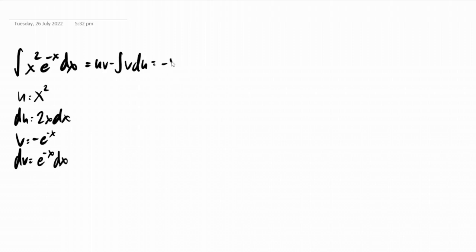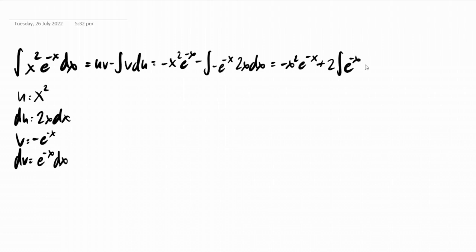negative x squared e raised to negative x minus the integral of negative e raised to negative x times 2x dx. Okay, next we bring out the negative sign and the constant 2, so that it now becomes positive 2 integral of e raised to negative x dx.